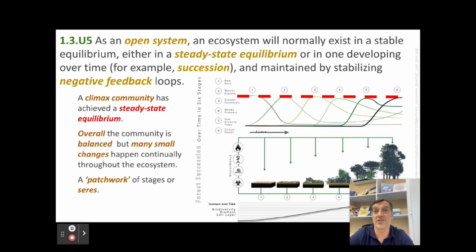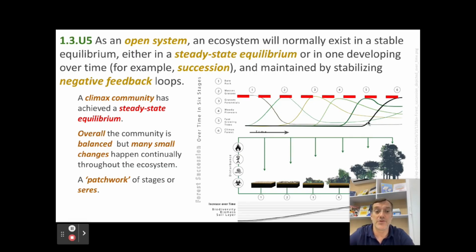As an open system, an ecosystem normally exists in a dynamic or changing equilibrium, either in a steady state equilibrium or in one developing over time, such as in succession, which is what you see on this slide here. This dynamic equilibrium is maintained by stabilizing negative feedback loops, which we'll address in just a couple of minutes. A steady state equilibrium is a state where there are constant conditions and flows in a system over time.